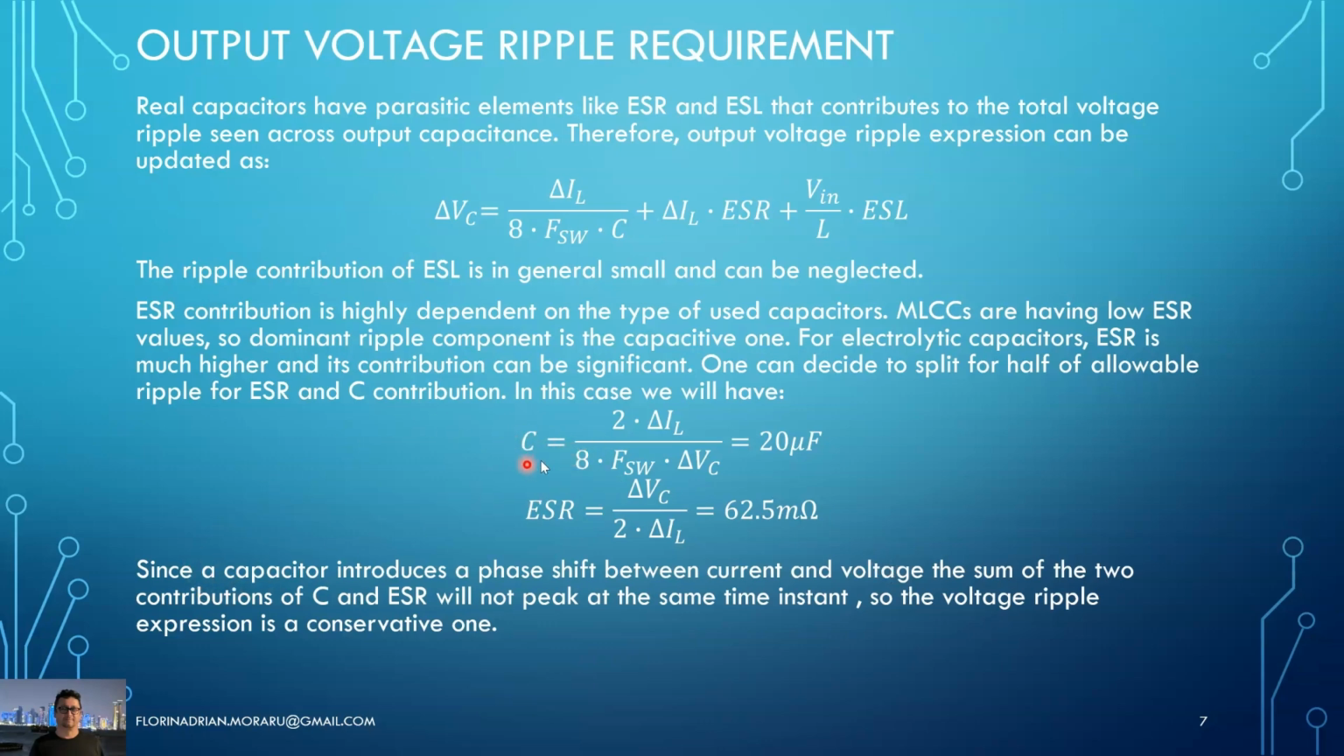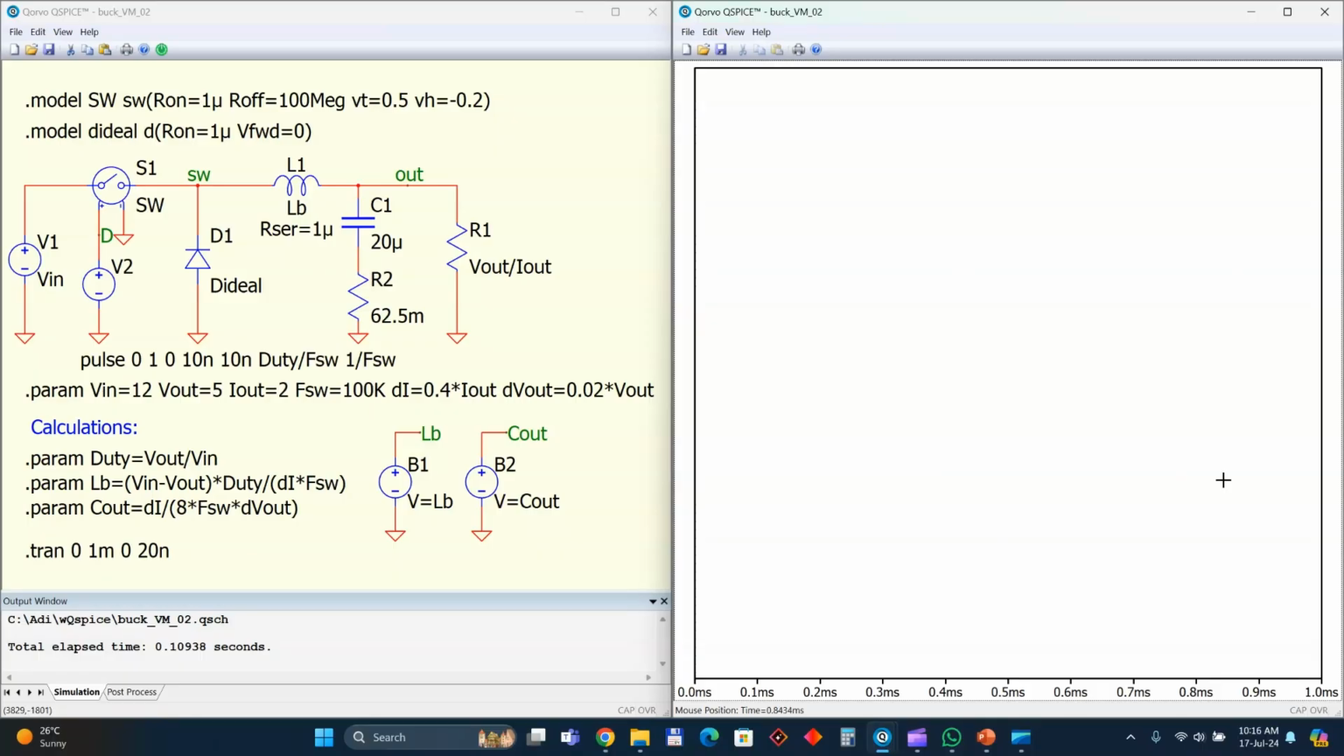We know that the capacitor introduces a phase shift between voltage and current, and that means the two parts will not peak at the same time. So in the end, this formula is a kind of worst-case formula, a conservative one. But let's check this in a simulation. So we have a simulation right now in which I updated the capacitance value, and I introduced a series resistance of 62.5 milliohms. I can run it.